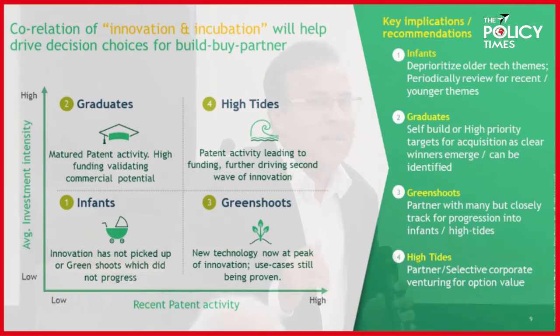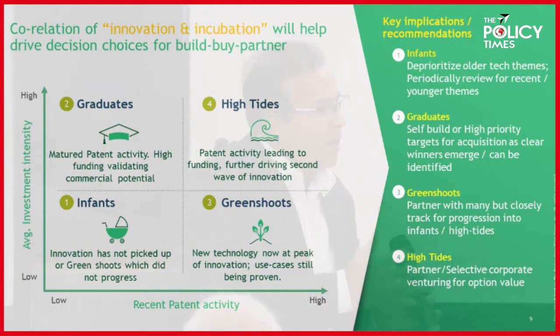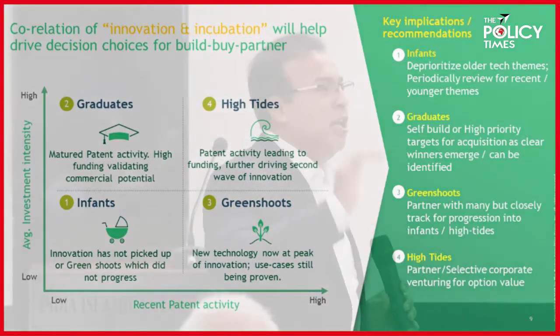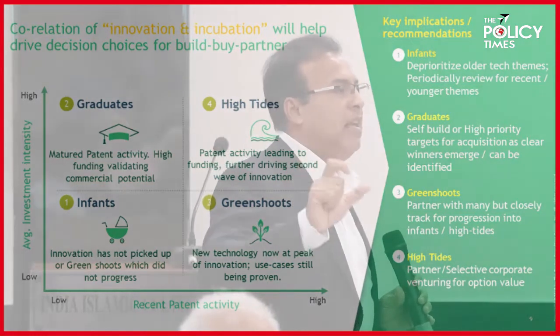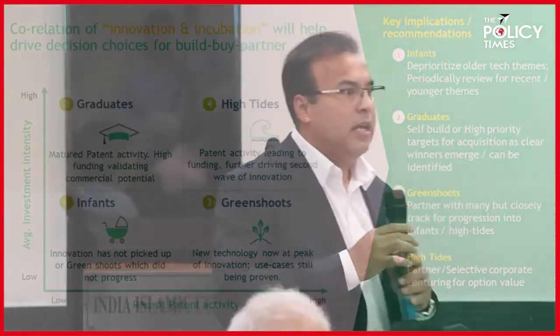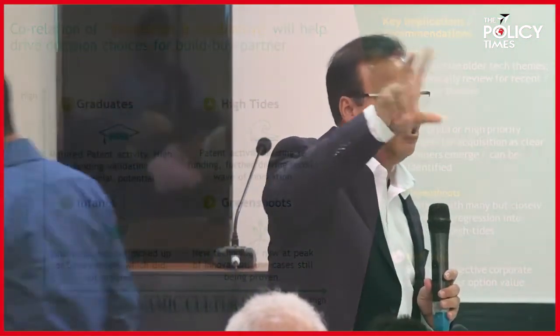The third is where my innovation cycle is very high, but my incubation cycle is low. Then I call that a green shoot. It may shoot out because my ideas are very good, but incubation is something which can still be managed. The last category, which we call high tide, is where you have a good innovation cycle and a good incubation also. That is a pure play success story. Whenever we talk about transformation or startups, you have to think about where we lie in this 2x2, whether it is high tide or green shoots.